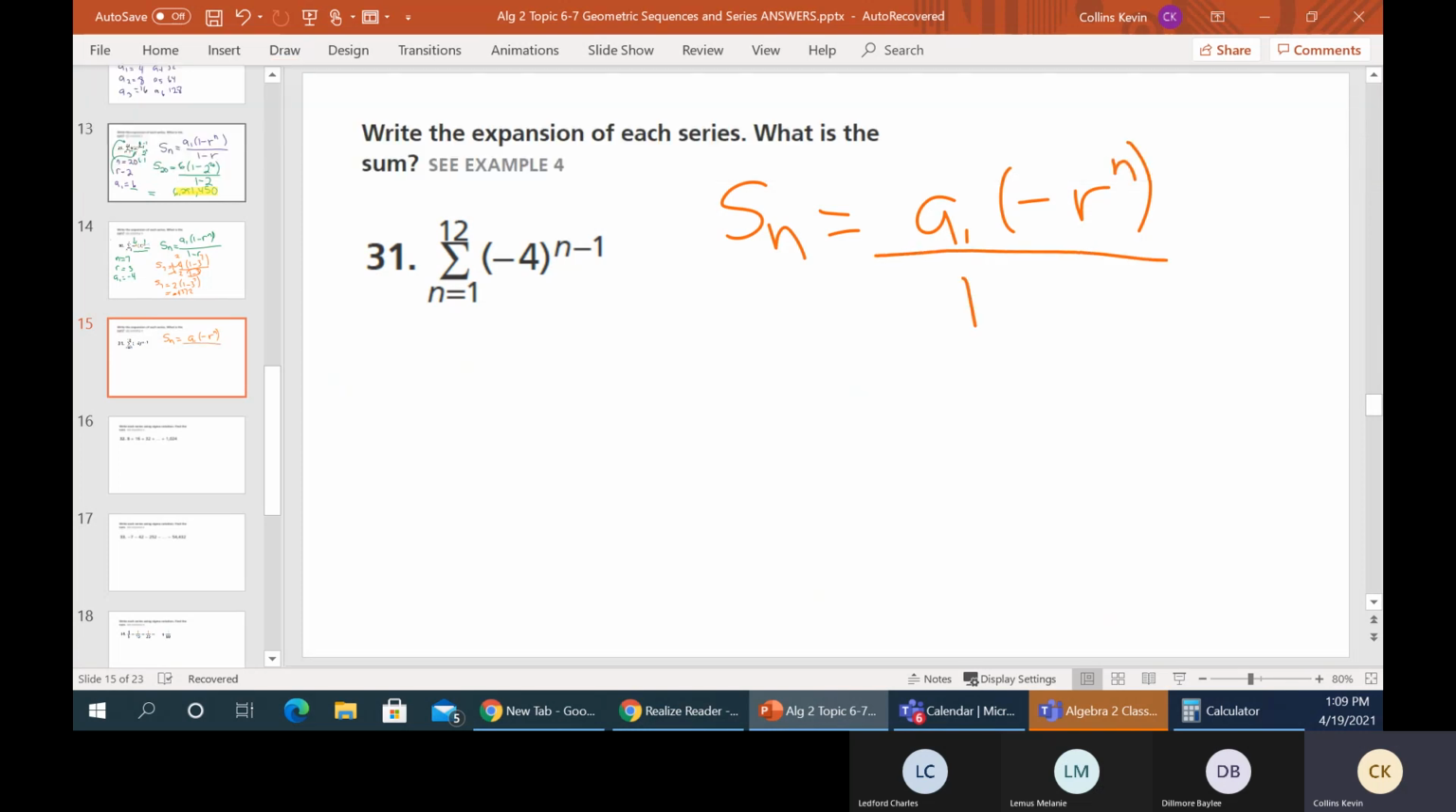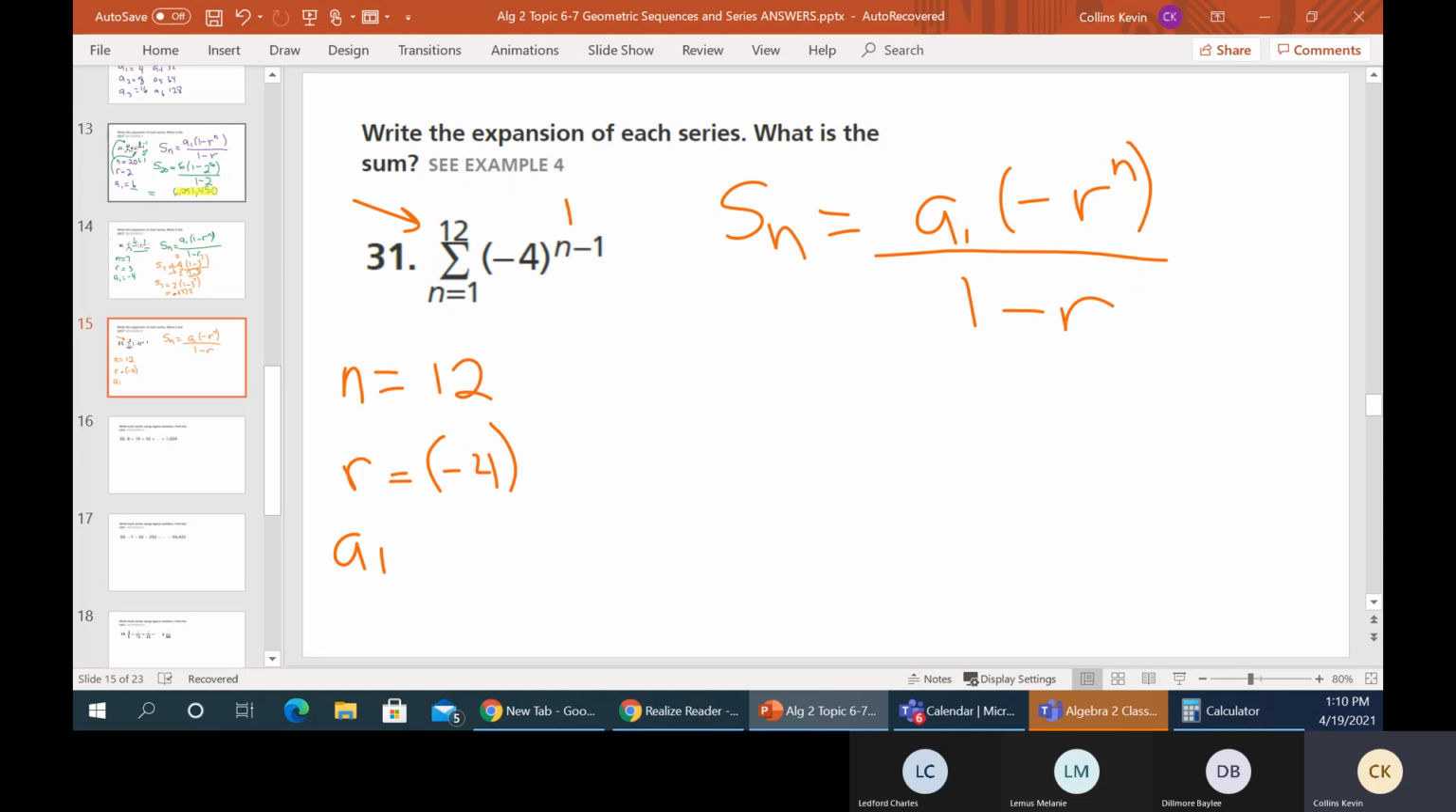All right, so then this is 1 minus r. So n, that's usually our guy up here at the top, right? So n is 12. R, the number we keep multiplying over and over, is negative 4. Okay, so we got that guy, right? I put that parentheses around there to remind me of something. And then finally, the A1 sauce.